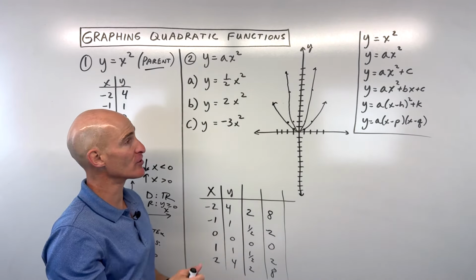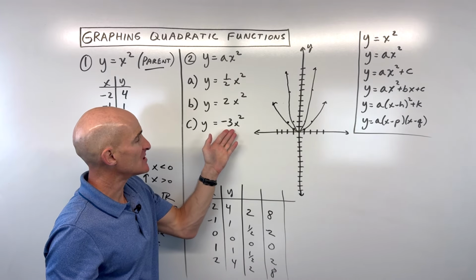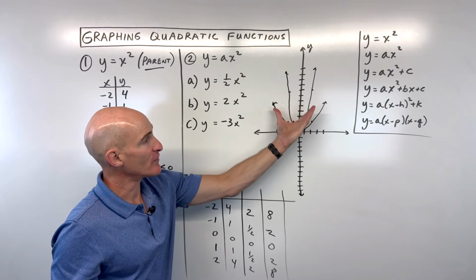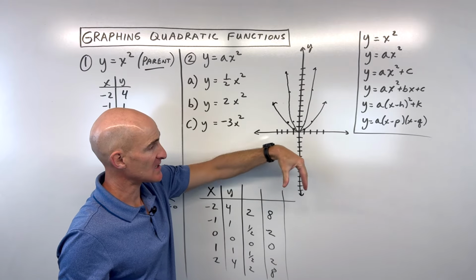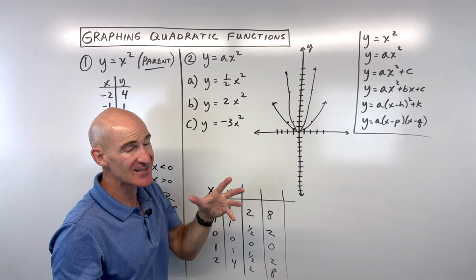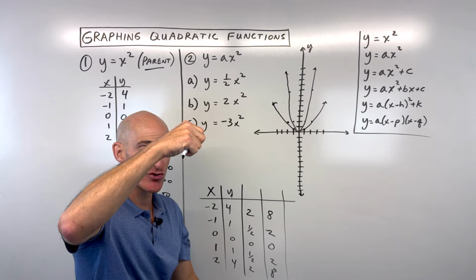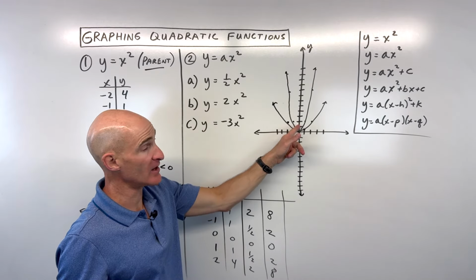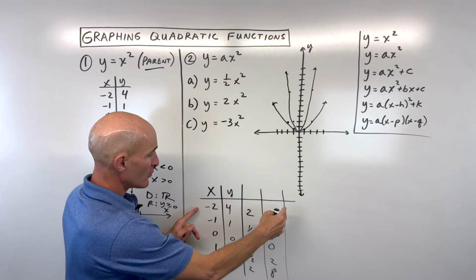We're stretching it vertically. And then lastly, for letter C, see this negative, that's going to reflect the graph over the x-axis, making it open down. And the 3, since it's bigger than 1, is going to be a vertical stretch, meaning the graph's going to be very narrow, even narrower than this one. So let's go ahead and put that in this column here.